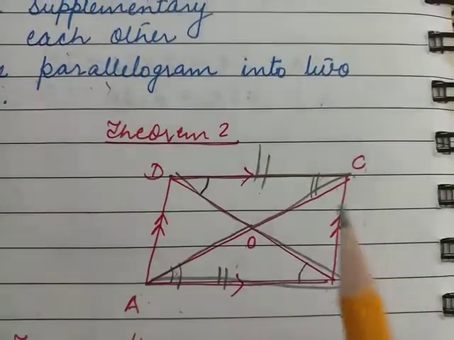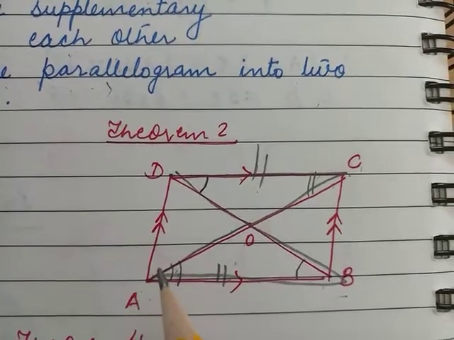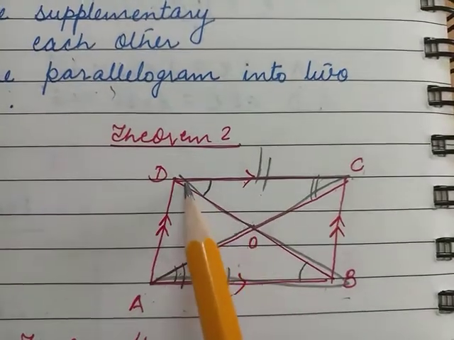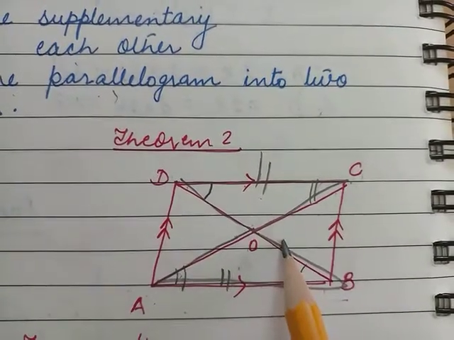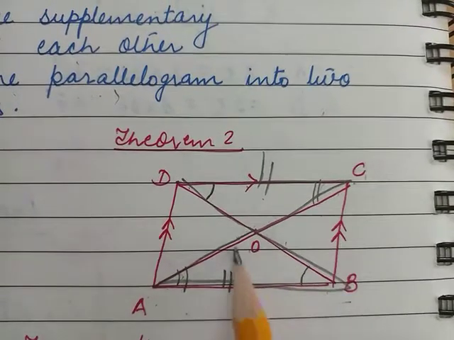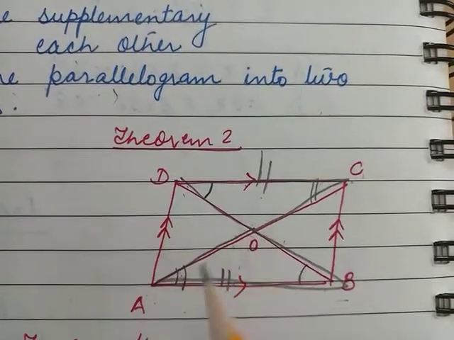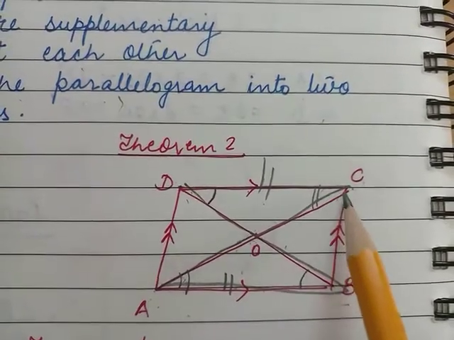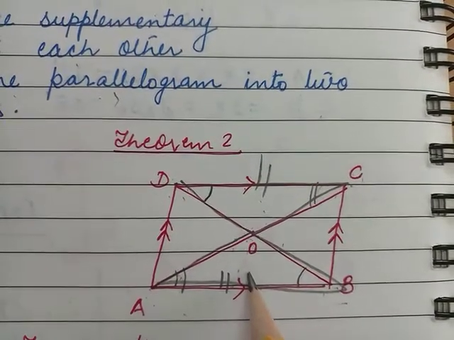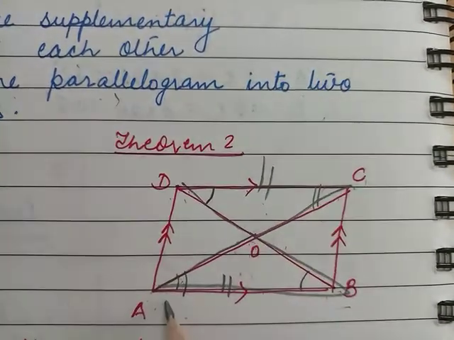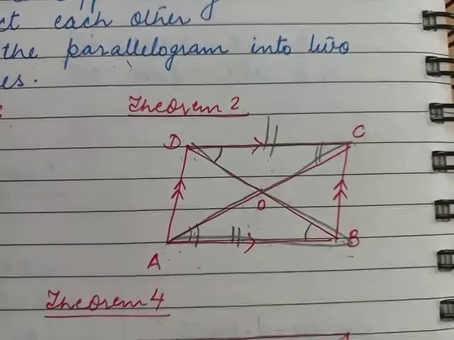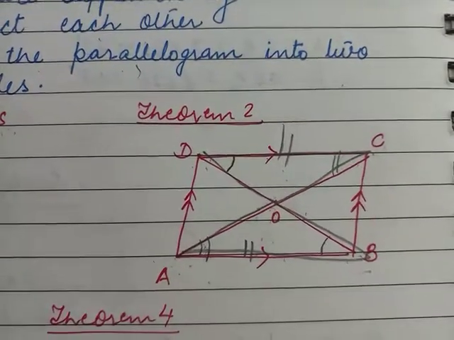Therefore, the remaining three elements are: OA will be equal to OC, OB will be equal to OD, and these two angles will also become equal. So our aim was to prove that OA is equal to OC and OB is equal to OD. We have proved that, as the two triangles are congruent under the condition of ASA. You can read the proof from your textbook also.